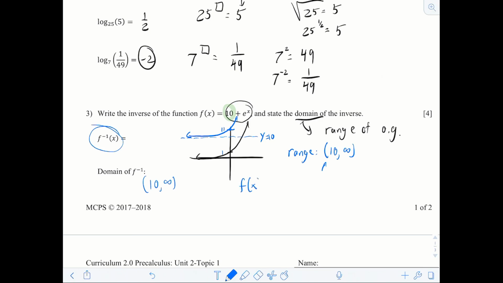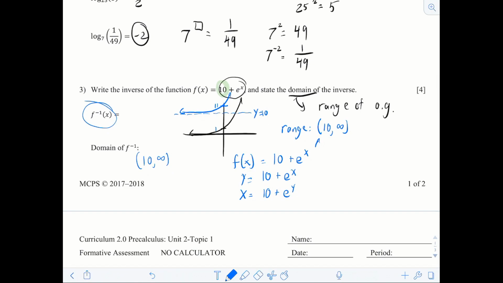So I'm going to write f of x equals 10 plus e to the x. To solve this, I'm going to just do it in terms of y. So y is equal to 10 plus e to the x. Switch the variables. x is going to be equal to 10 plus e to the y. And what I want to do here is try and solve for y, so I'm going to start off by subtracting 10. So I'm going to get x minus 10 is equal to e to the y.